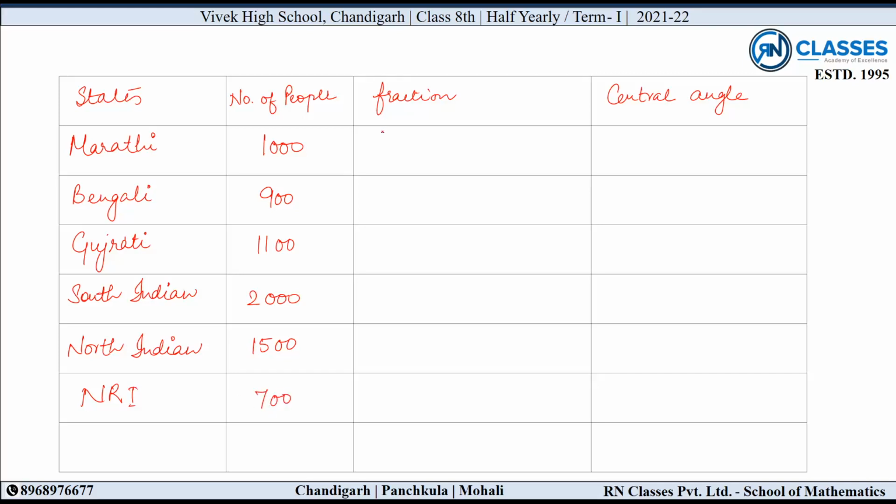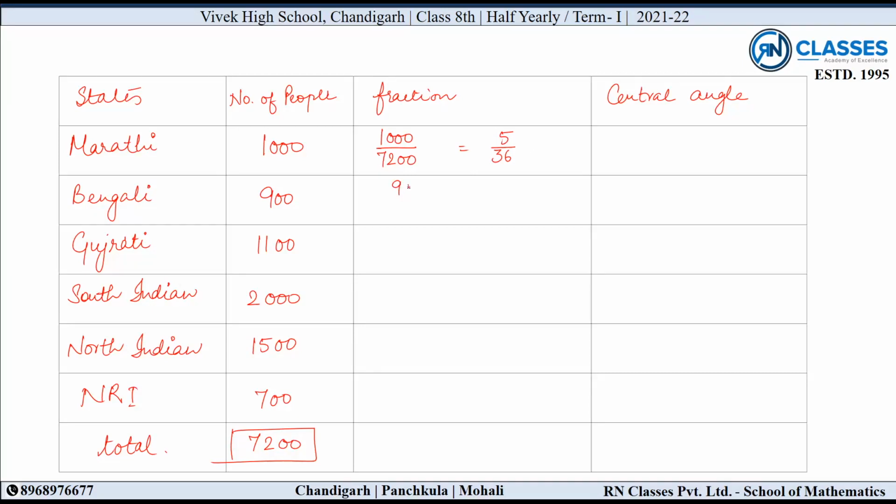Fraction कैसे लिखेंगे? 1000 by total number. Total number तो निकालना पड़ेगा. 1000 plus 900 plus 1100 plus 2000 plus 1500 plus 700. The total is 7200. This comes out to be total. Right? ये अलग है. This is total. So 1000 by 7200. Fraction would be 5 by 36.